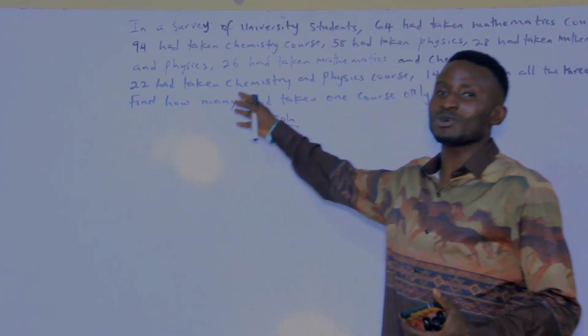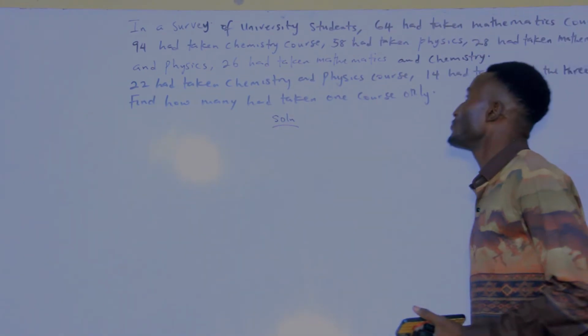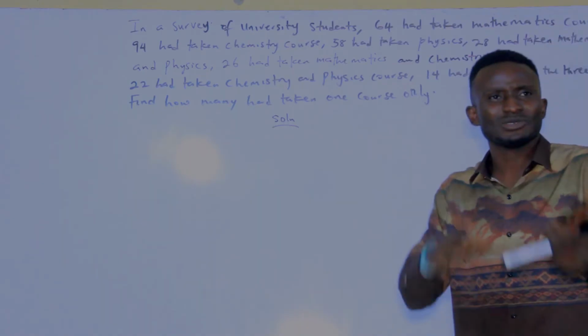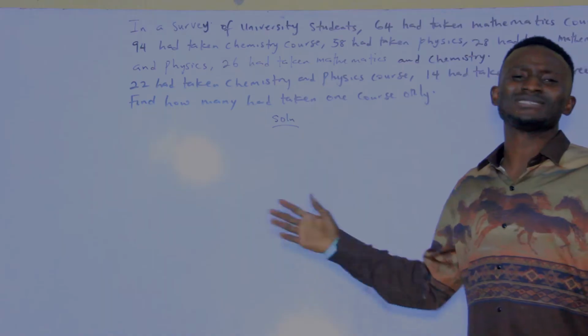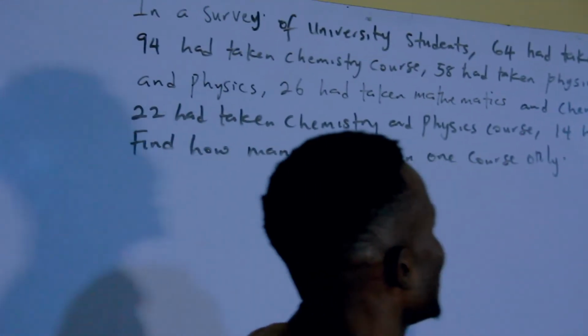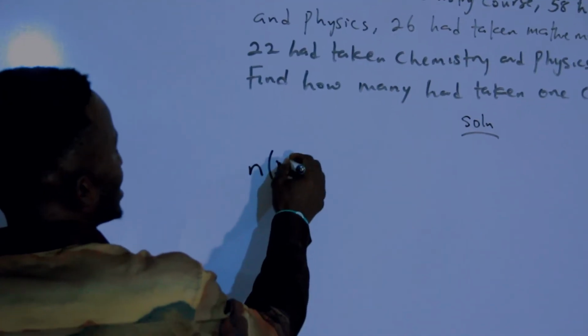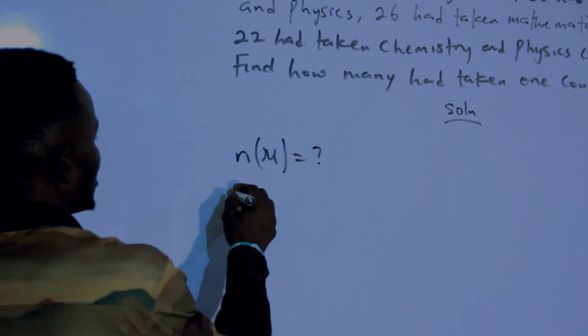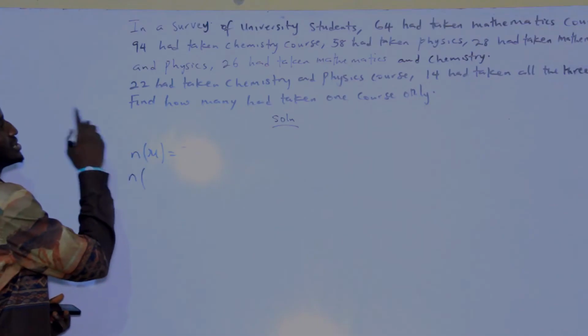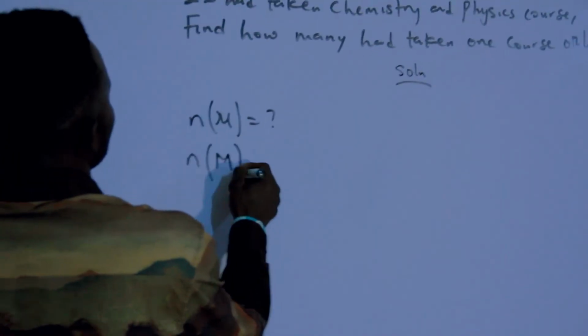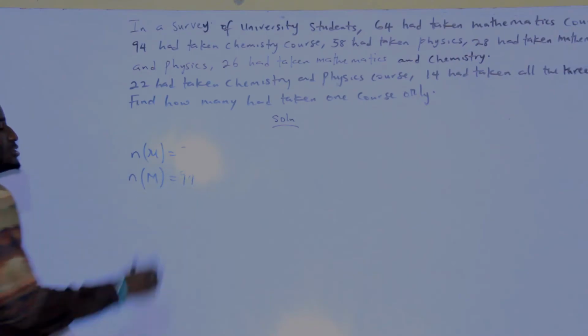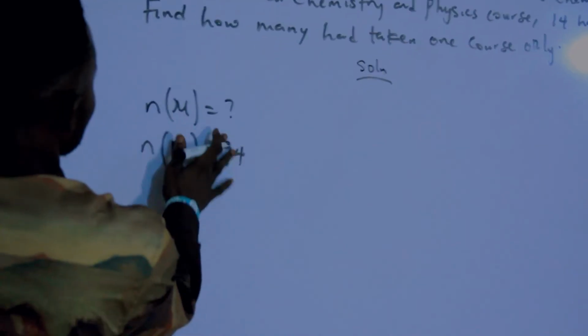Now, the second question says, in a survey of university students, we are not given the total number of the students, but with the Venn diagram, we can get it. 64 are taking mathematics course. That means the number of universal set we are not given, but the number of those that take mathematics, we are given. N of mathematics is 64.